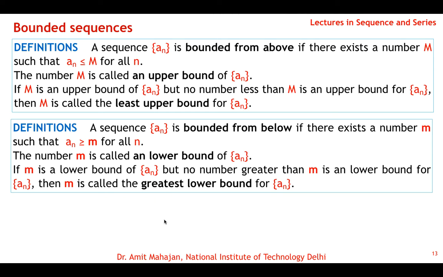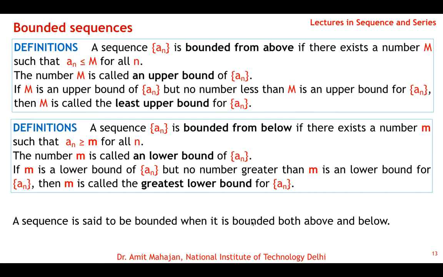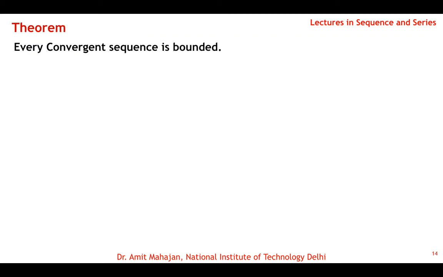And we call any sequence a bounded sequence if it is bounded from above as well as below, okay. So whenever we write that a sequence is bounded, then it is both bounded above and below, else we only say that it is bounded from above or bounded from below. Now there is an important result that every convergent sequence is bounded. But the converse is not true. There are bounded sequences which are not convergent. So let us prove first that every convergent sequence is bounded.